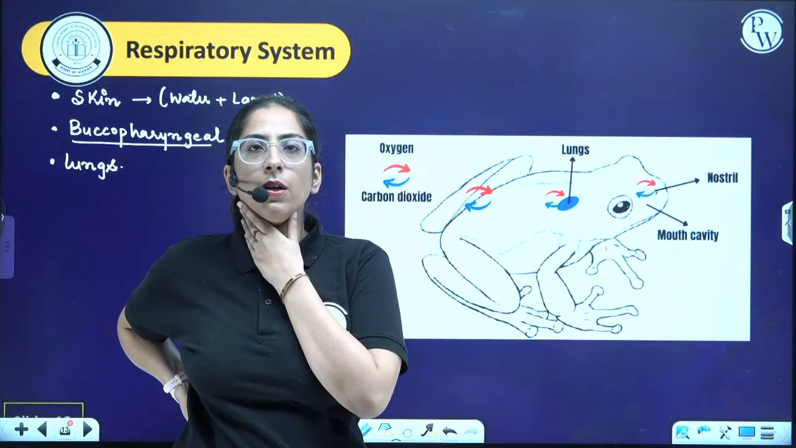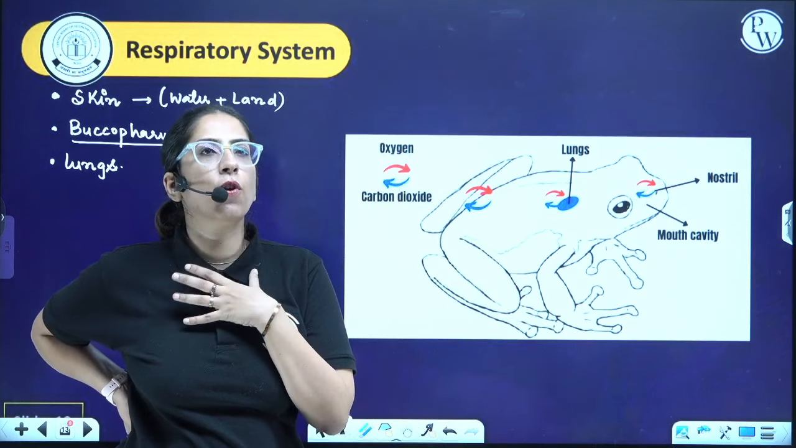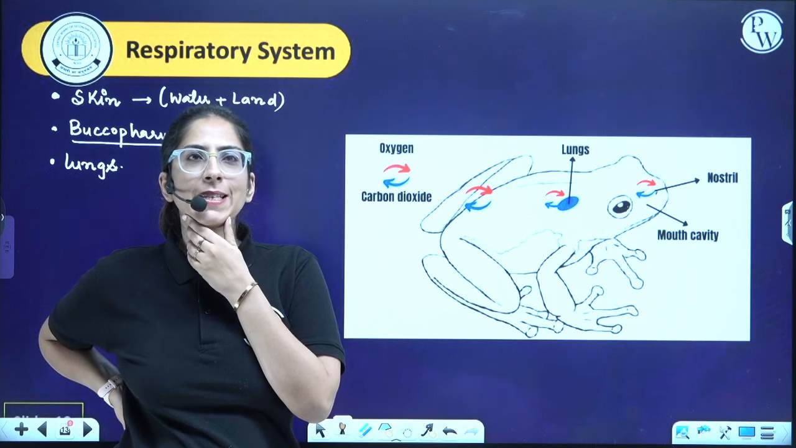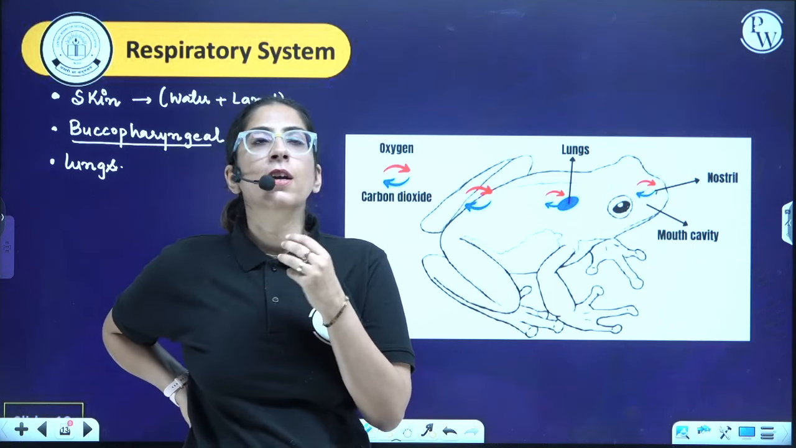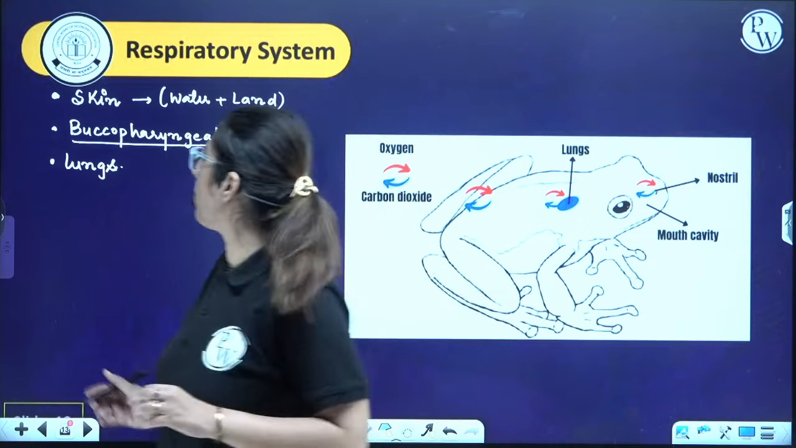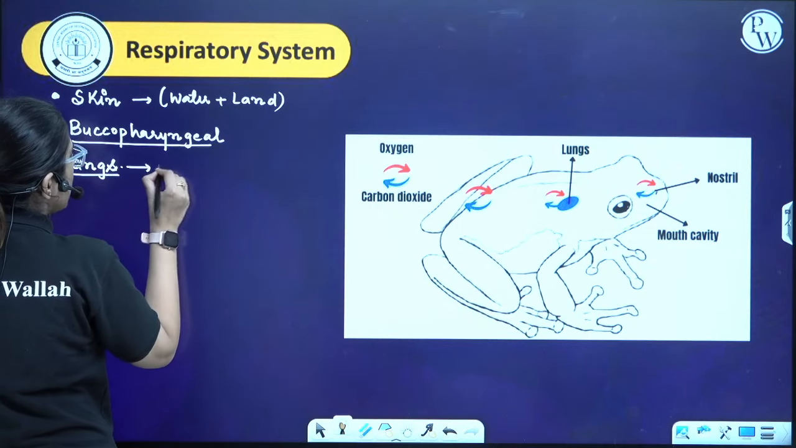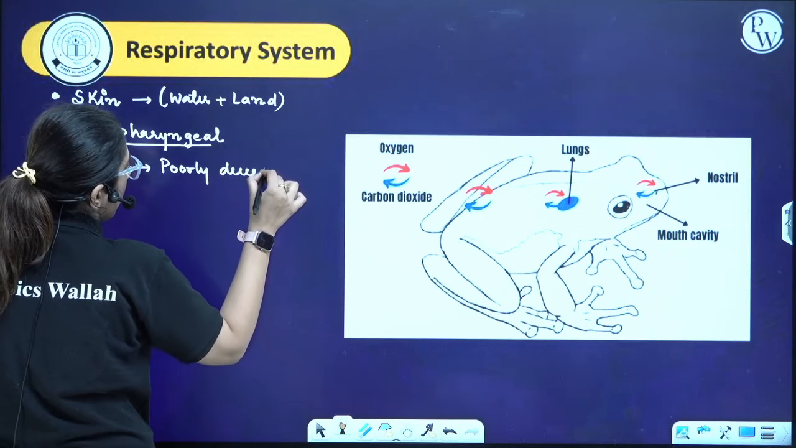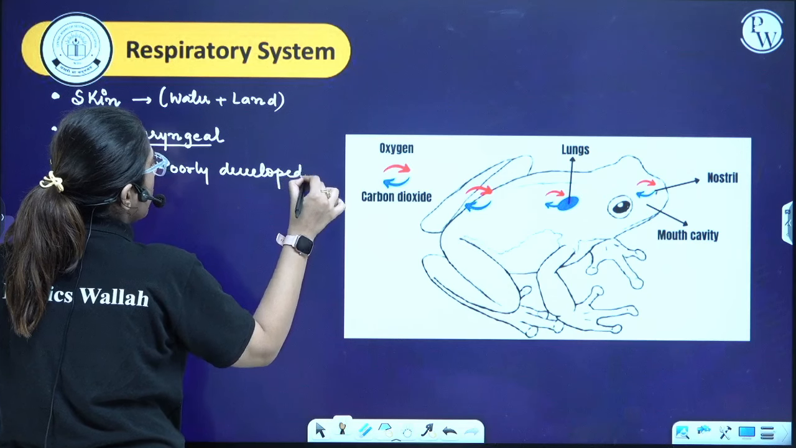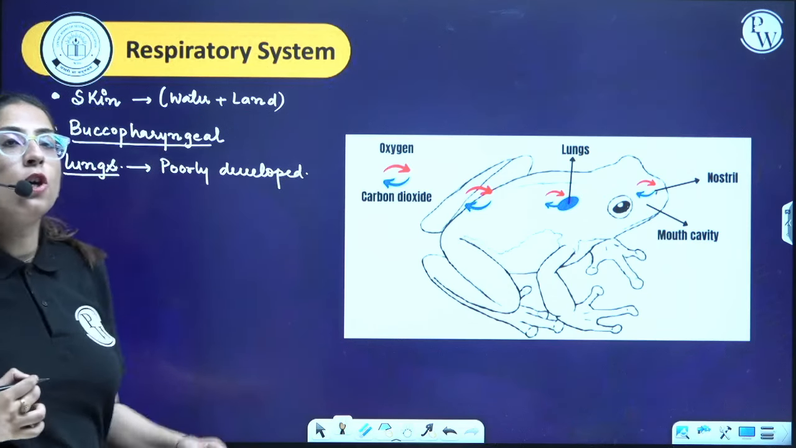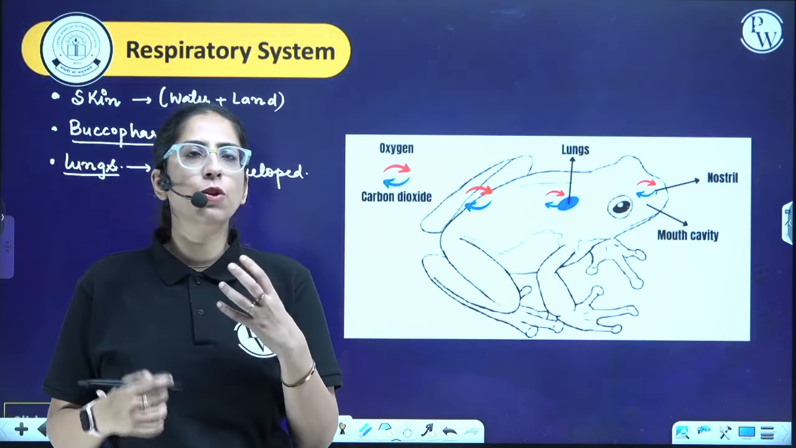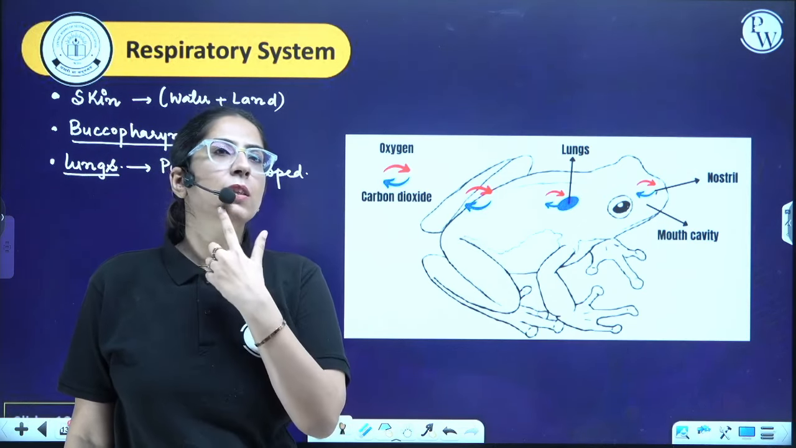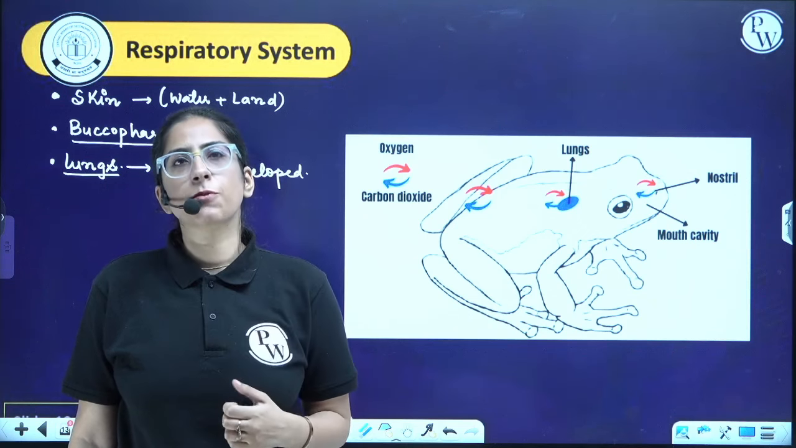You all must have seen many times when a frog is sitting, the frog keeps on doing this. What is this? The buccopharyngeal respiration. In these organisms, lungs are poorly developed, so very little respiration occurs through the lungs. With the help of buccopharyngeal respiration, they engulf air in their mouth, and with the help of the lining of the buccal cavity, the respiration occurs.